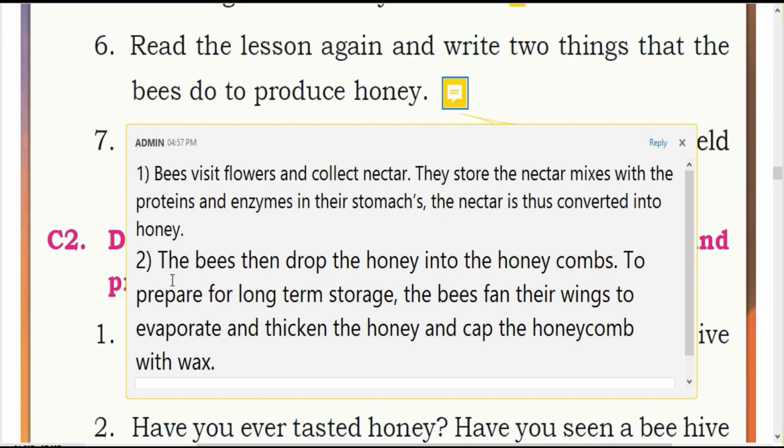The second point, the bees then drop the honey into the honeycombs. To prepare for long-term storage, the bees fan their wings to evaporate and thicken the honey and cap the honeycomb with wax.